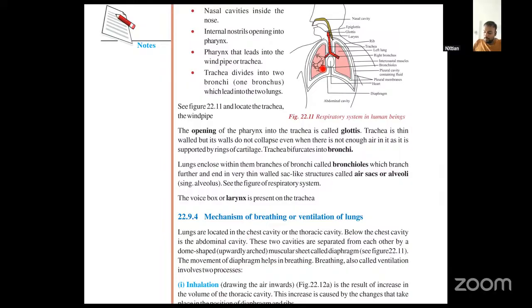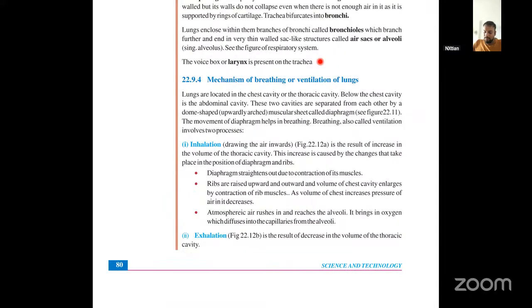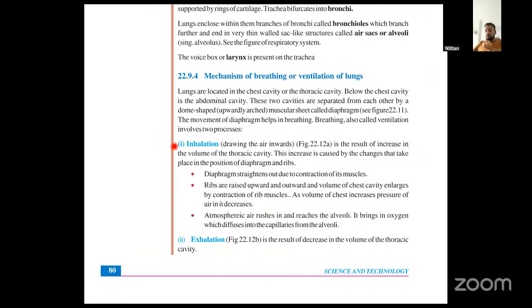Okay, so now inhalation. Please read. Inhalation, drawing the air inwards. Figure 22.12a is the result of increase in the volume of the thoracic cavity. This increase is caused by the changes that take place in the position of diaphragm and ribs. Diaphragm straightens out due to contraction of its muscles. Ribs are raised upward and outward, and the volume of chest cavity enlarges by contraction of rib muscles. As volume of chest increases, pressure of air in it decreases. Atmospheric air reaches in and reaches the alveoli.